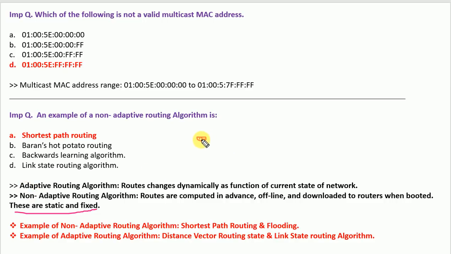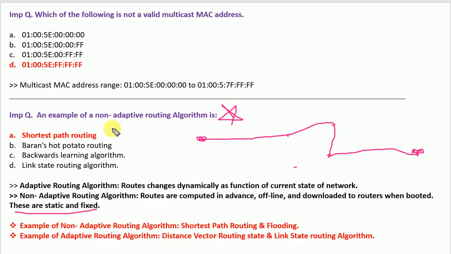Suppose this is the sender, this is the receiver, and there are six to seven nodes. The packet should move along this fixed path only. They don't have any choice. The packet must move through these nodes to reach the destination. So non-adaptive routing algorithms are fixed path algorithms, and this is a very important question.